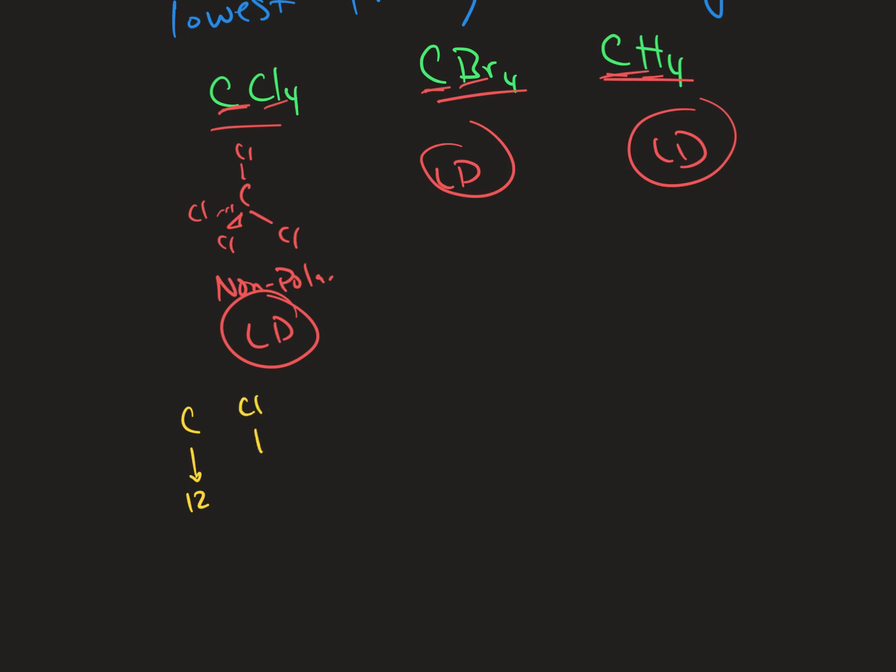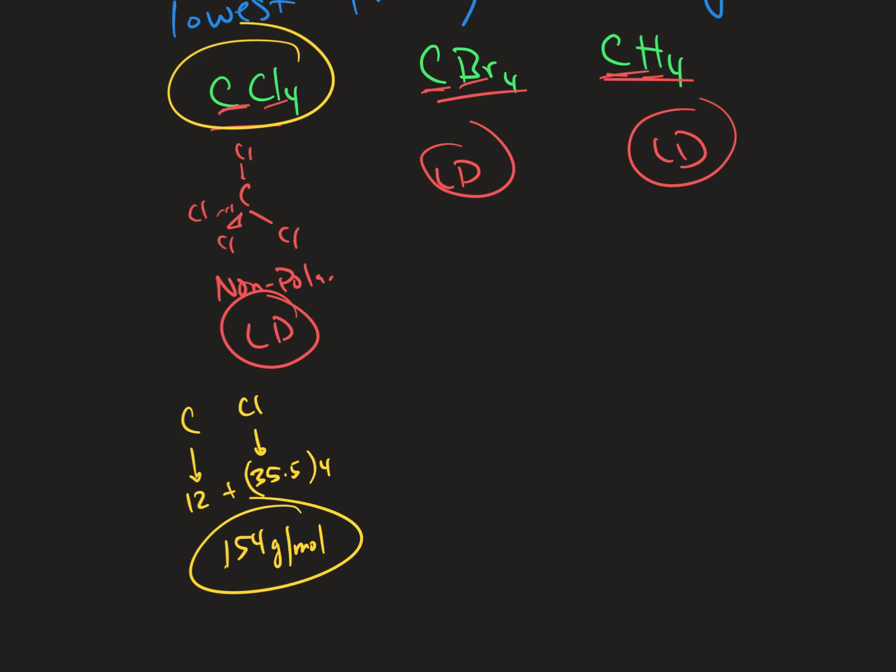Chlorine is 35.5 maybe. We can round it to 35.5. And there are 4 of those. So it looks like we're doing the same thing as counting the valence electrons, but make sure you know it's not the valence electrons. So 35.5 times 4 is 142. And then plus 12 is 154, and that's grams per mole. We'll get there, don't worry about that so much. So that's the molar weight, the molecular weight, of that compound.